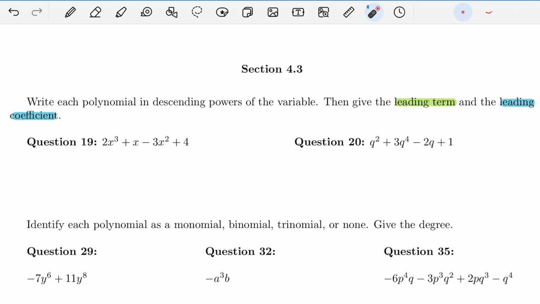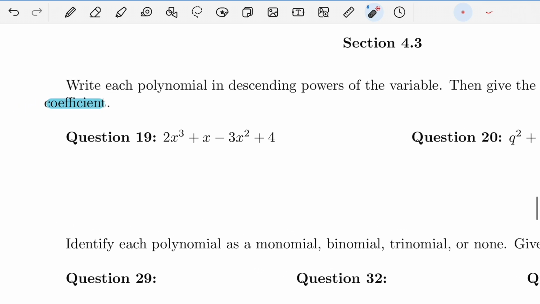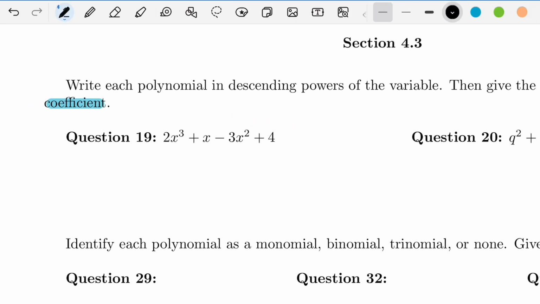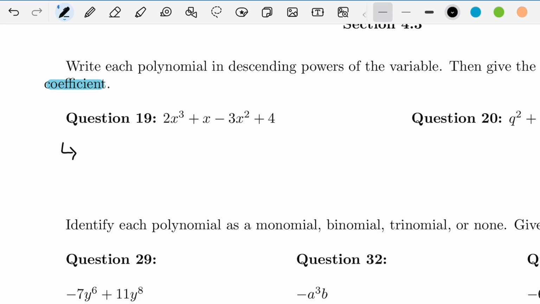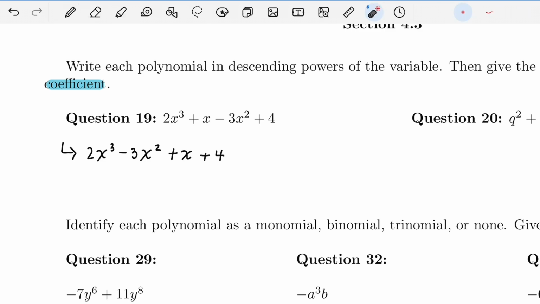Now in questions 19 through 20, what we want to do is write the polynomial in descending powers of the variable, then give the leading term and leading coefficient. So first for question 19, if we want to write this in descending powers of the variable, we're going to start with the highest, or the term with the highest variable power, and go down from there. So this will be 2x cubed minus 3x squared plus x plus 4. The power of our variable here is 3 and then 2 and then 1. So this is a polynomial in descending powers of our variable x.